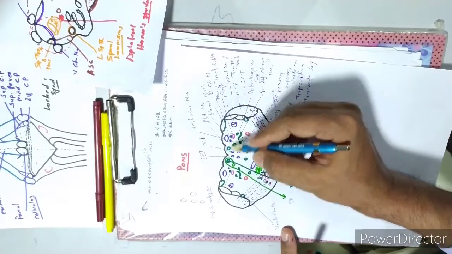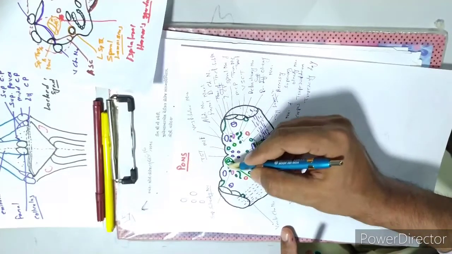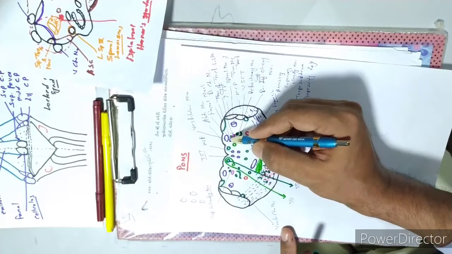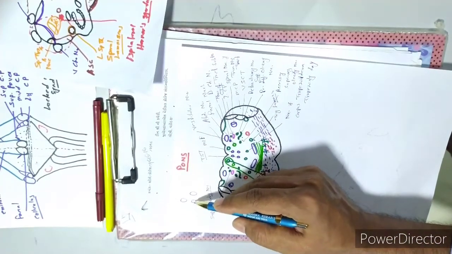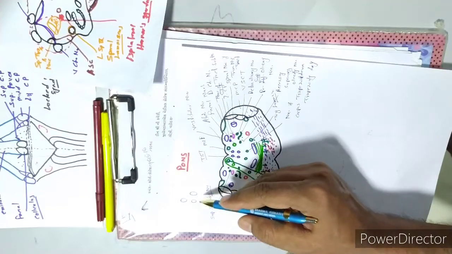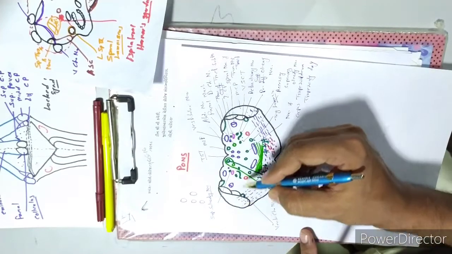And further here we see the vestibular nucleus. This is the vestibular nuclear complex, which is made up of the superior, medial, and lateral vestibular nuclei. Clear?